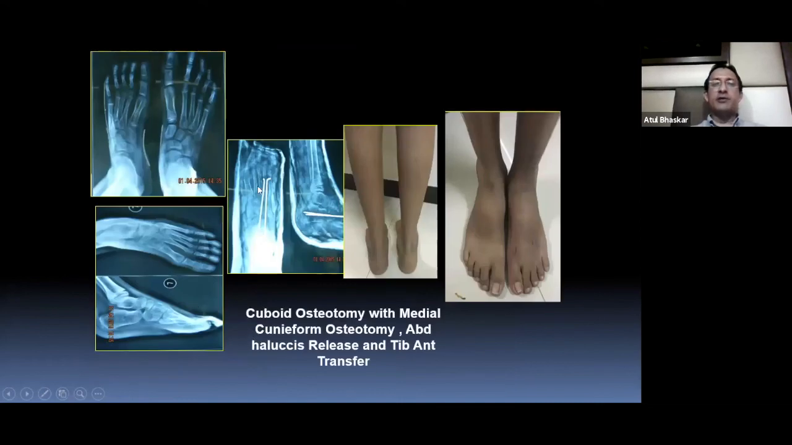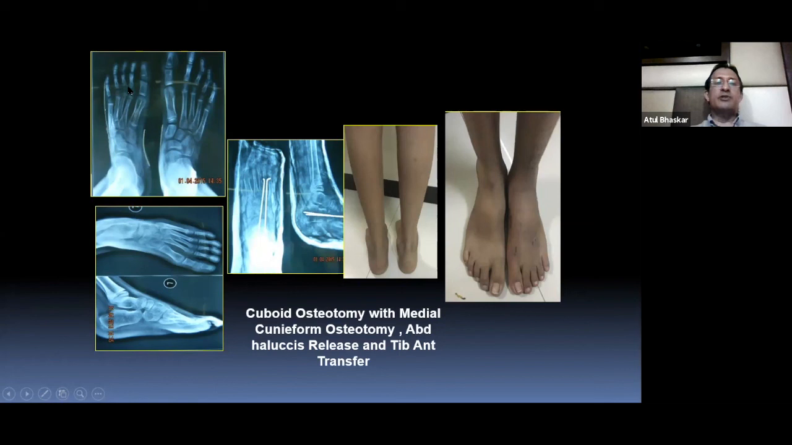So this is an example of the type 2B relapse, which I told you about earlier, where there is a midfoot lateral curvature, the medial border is curved, and the heel is in neutral. Here you do a cuboid osteotomy, a lateral column closing wedge, you do a medial cuneiform osteotomy, which is an open wedge, and I do an abductor hallucis release and a tibialis anterior transfer. You can see all three have been done. You've not done much to the hindfoot. So this was a typical midfoot relapse where there is pure curvature of the forefoot and the midfoot.